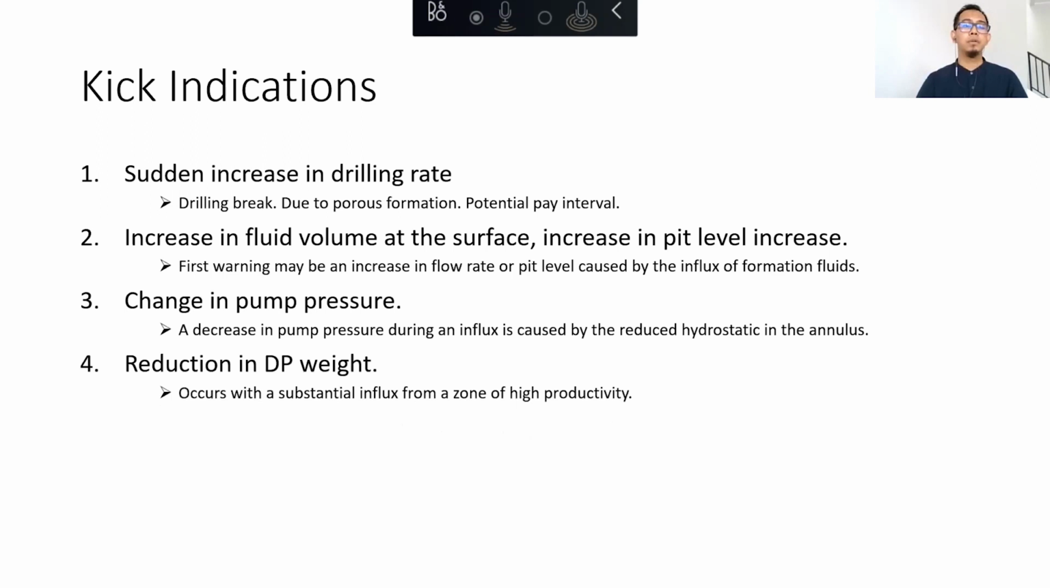Reduction in drill pipe weight. So when you drill, you have your hoisting system. In the hoisting system, there is a means to measure how heavy the drill pipe is right now in the well, or you call it a hook load. And then you have a drill pipe with the length, drill pipe and drill collars and all of the BHA with the length of 2000 feet.